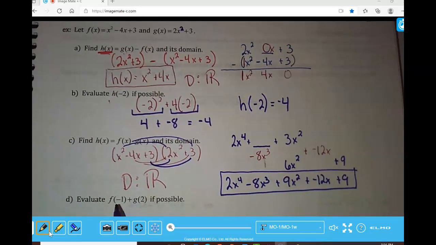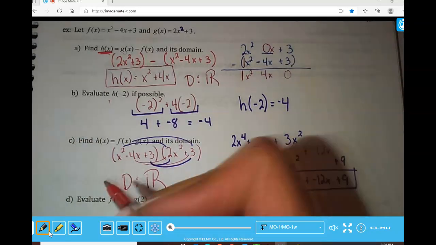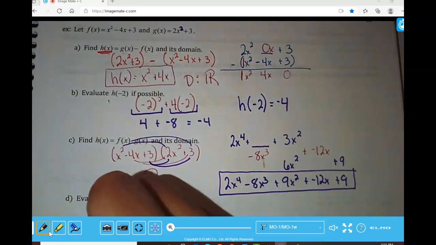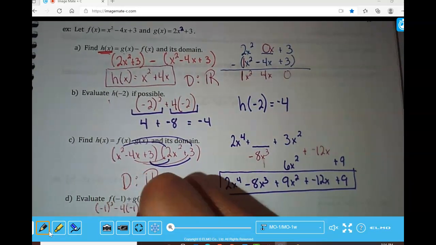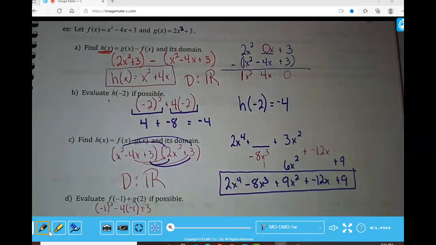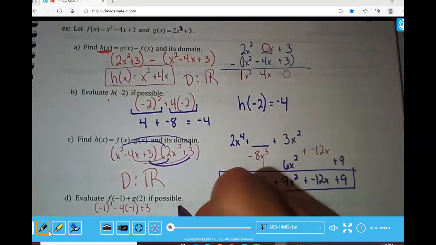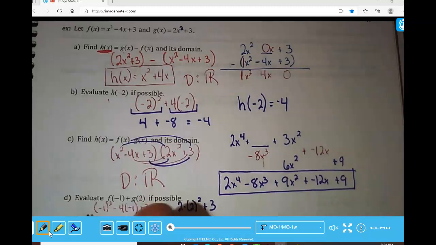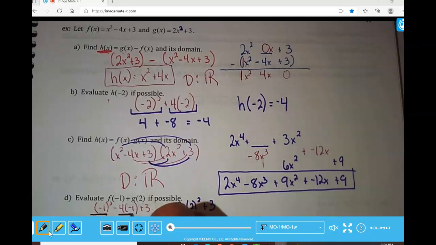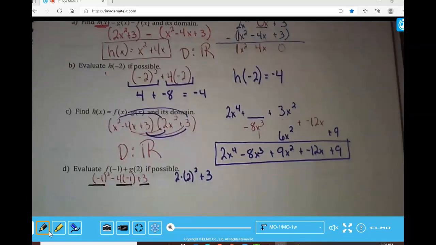So I'm going to take -1 and put it into this function, and I'm going to take 2 and put it into this function and add them up. So when I take -1 and put it into f of x, I'm going to take -1 and square it, minus -4 with -1, and I'm going to add 3. And then when I take 2 and put it into g's function, I'll do 2 times 2 squared, and then I'll be adding 3. So following the order of operations, all the order of operations does is it gets each term, everything separated by an addition subtraction sign, down to one number.